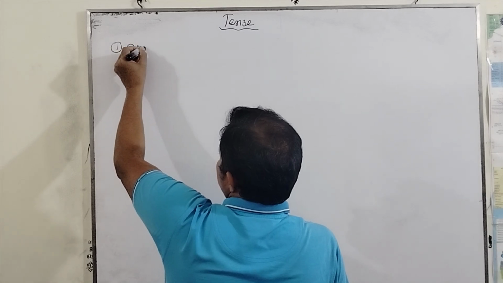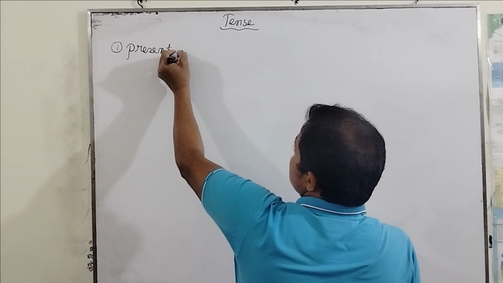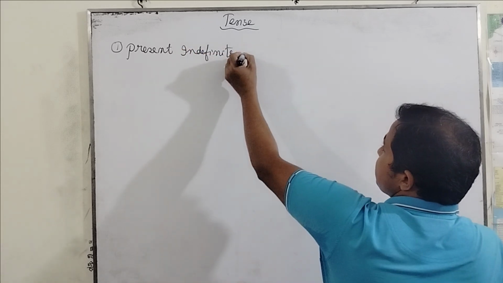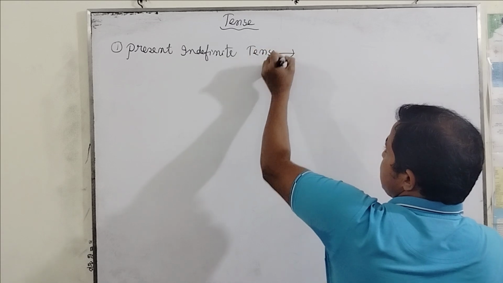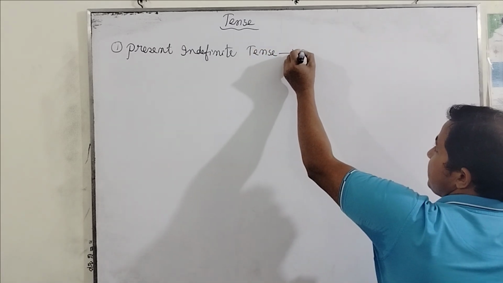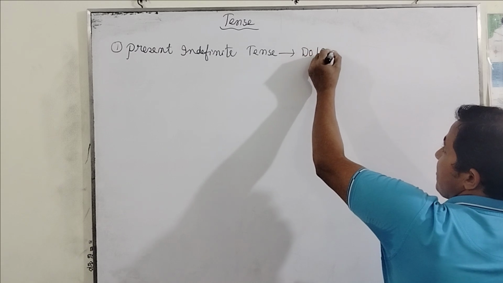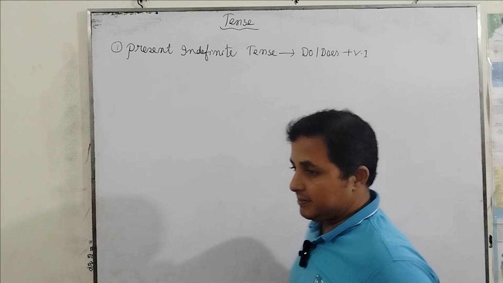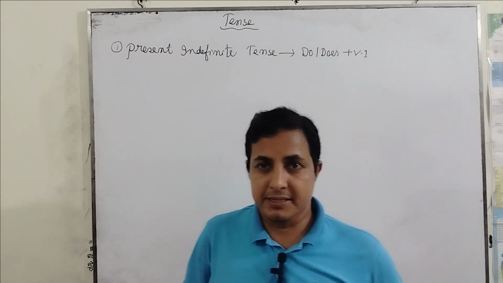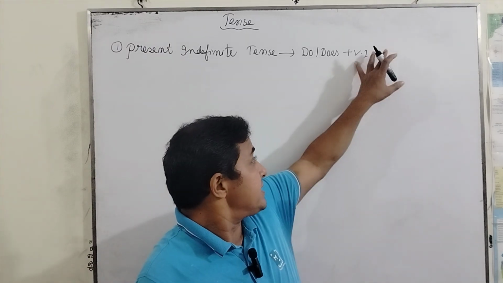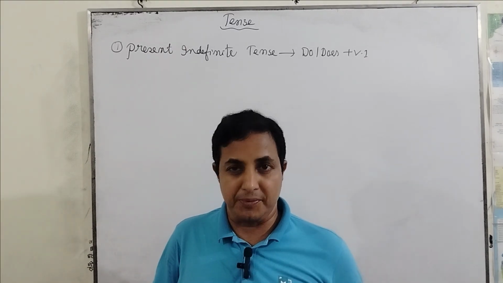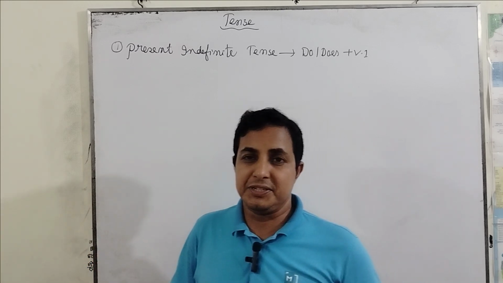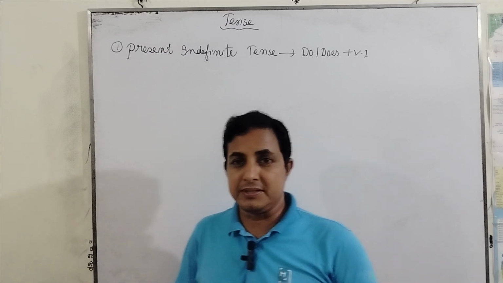First, present indefinite tense. Its auxiliary verb is do or does. Main verb B1. That is, a verb has three parts, three kinds. B1 means present form, B2 past form, B3 past participle form. Okay, and every tense takes different kinds of verbs, not the same verb.